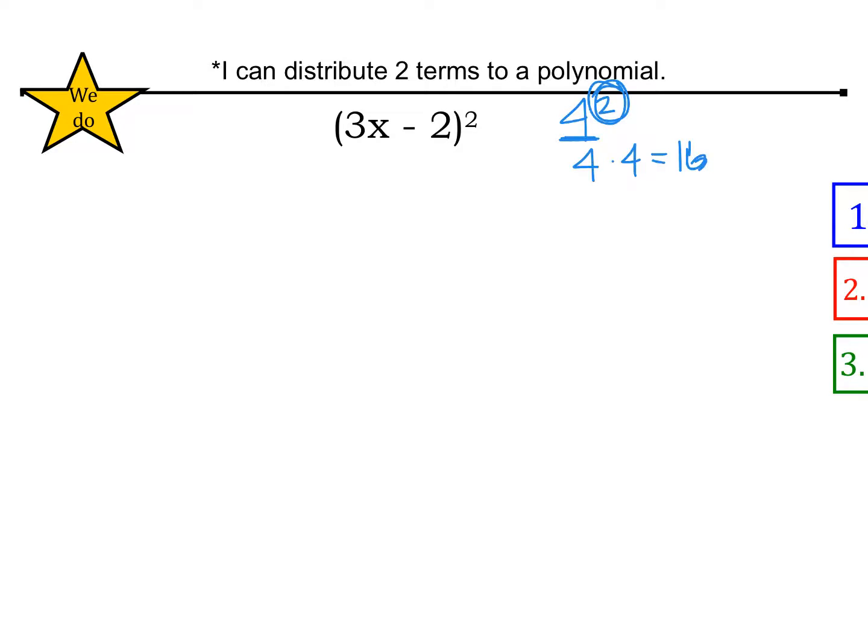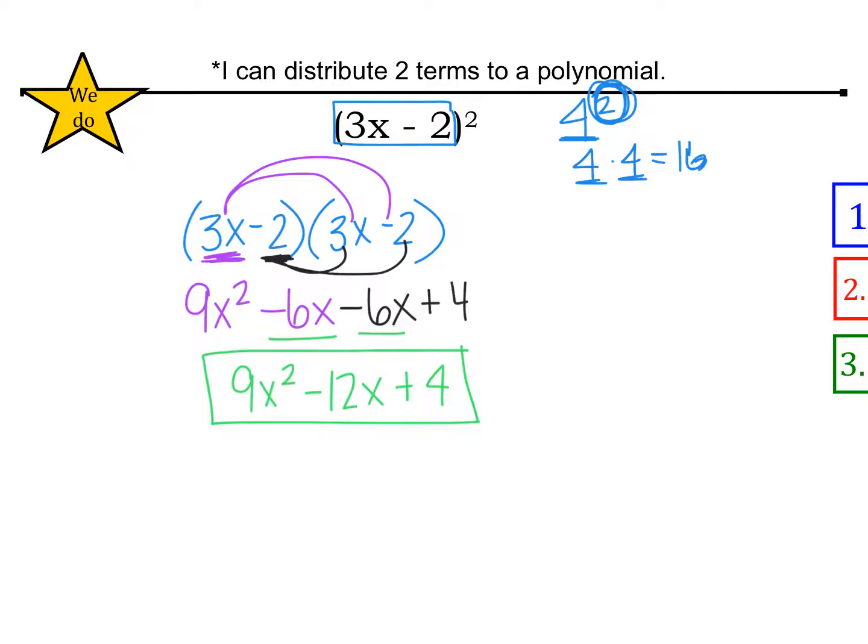So the base in this case is 3x minus 2. So what that actually means is 3x minus 2 times 3x minus 2. Just like 4 squared meant base times itself that many times. So when I see that squared, I can rewrite it as the same binomial twice. All right, so go ahead and pause the video, and I'd like to see if you can multiply this binomial times itself, or a binomial squared out.